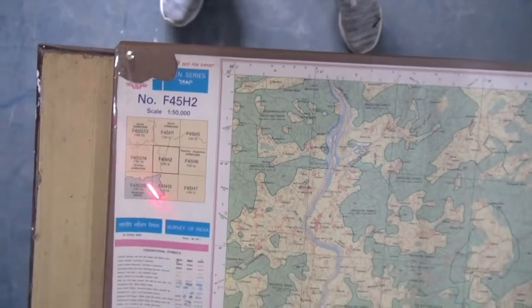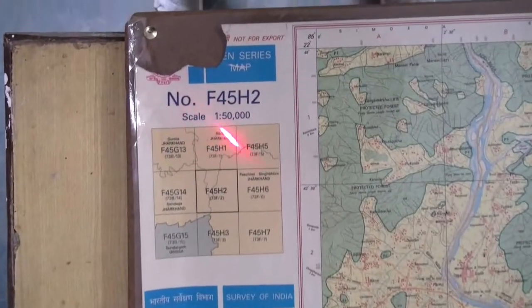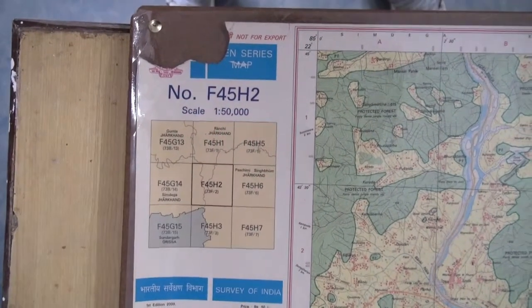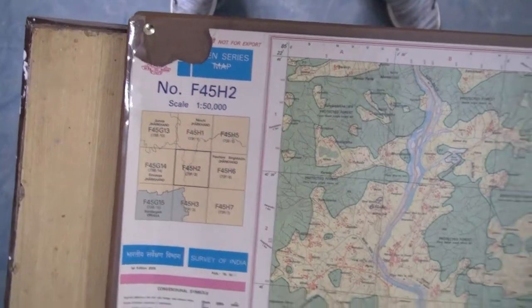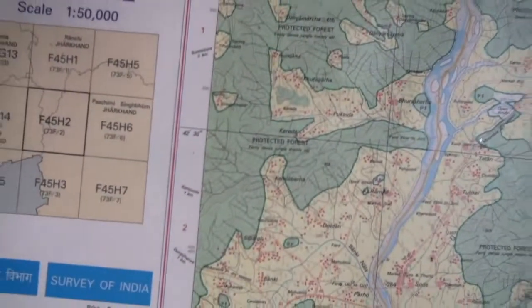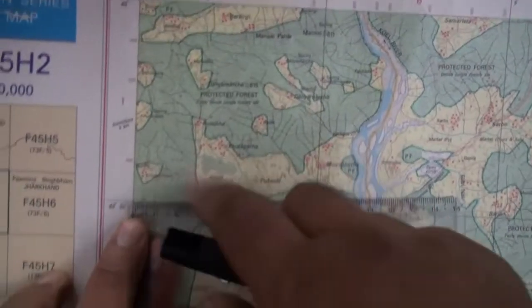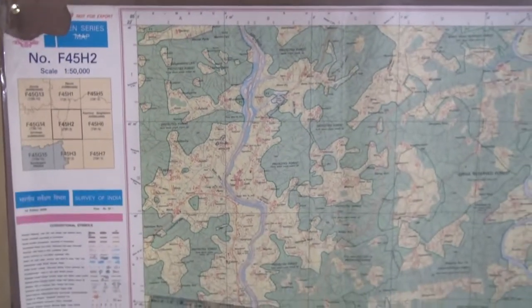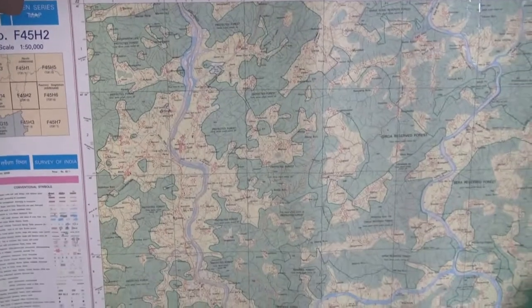Once you get this map, first see at the top left-hand corner, you see the scale. What is the scale? It is 1:50,000. That means 1 centimeter in this map will represent how much? 500 meters on the ground. That is your horizontal equivalent.